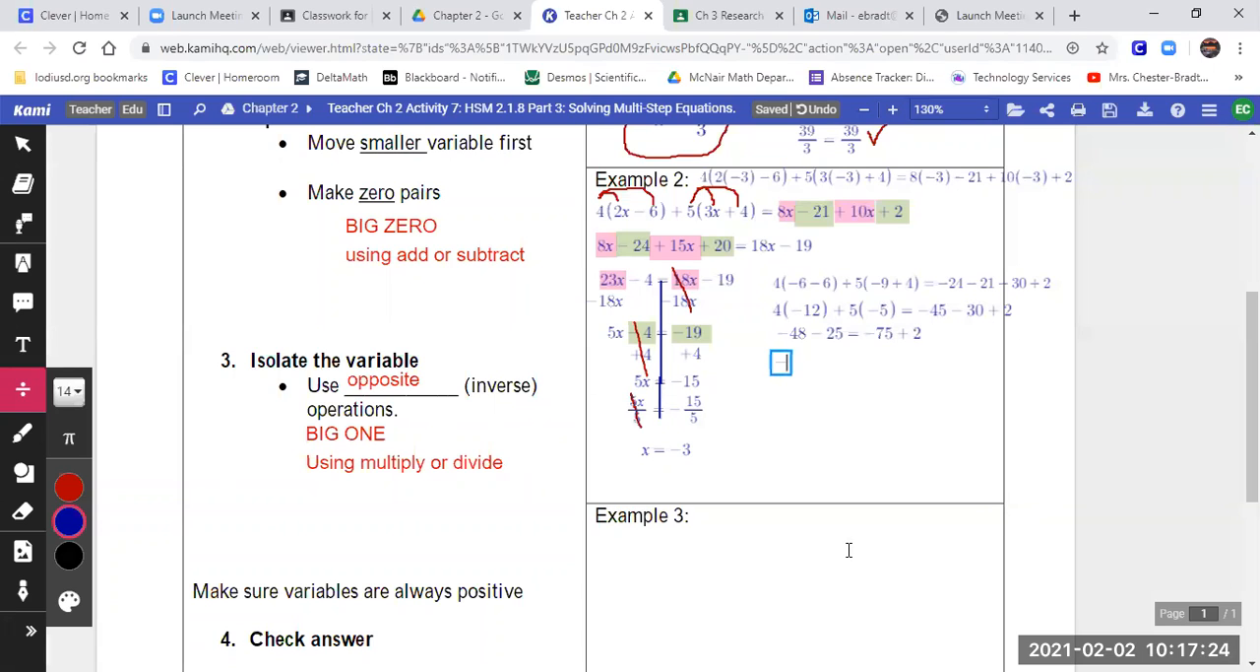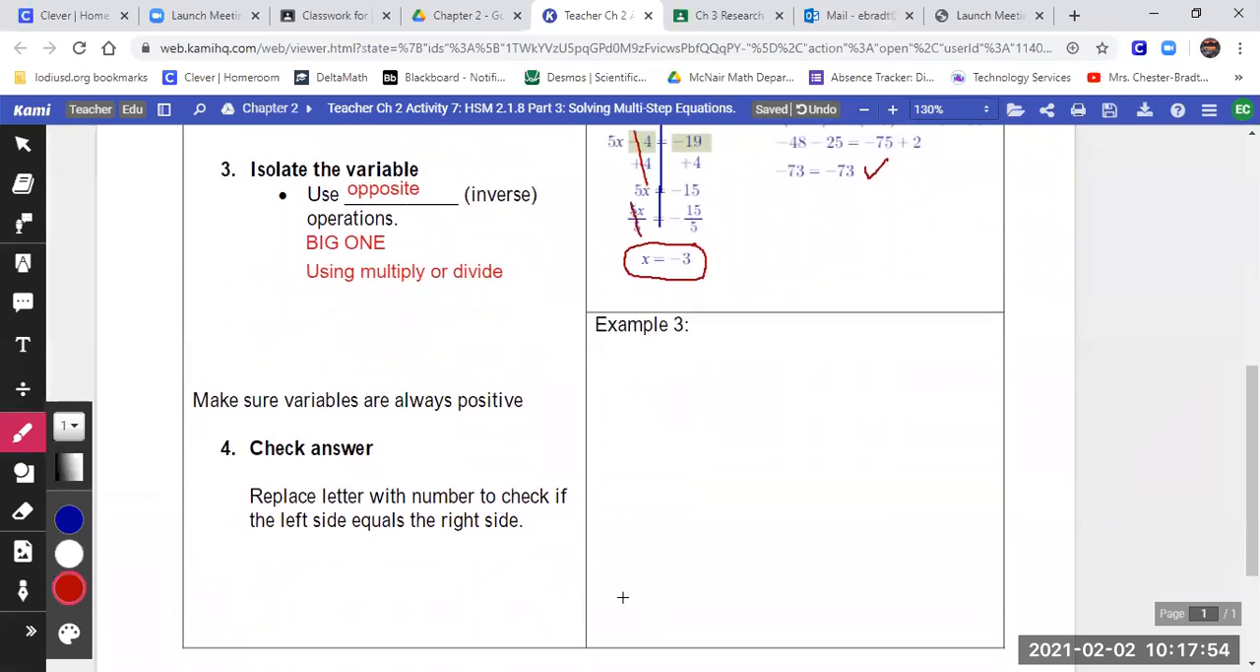-73. Okay, so I got a -73 on the left, and on the right I have a 75 that's negative and a +2. So that's still going to be -73 again, because 75 minus 2, and negative was on the bigger one. Okay, so I got it to work out that both sides are the same. So x equals -3 is my final answer for that.